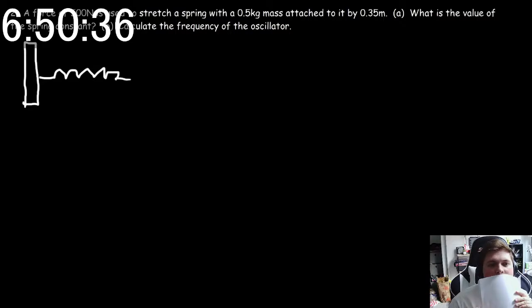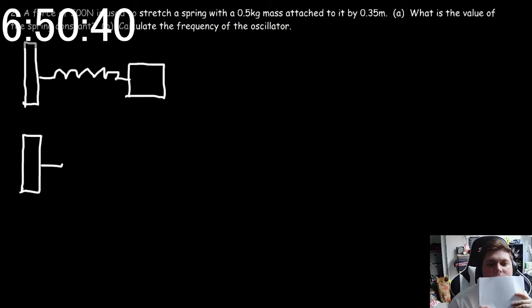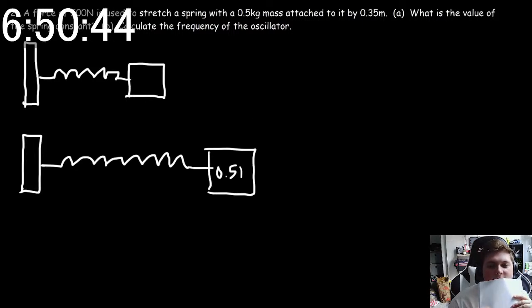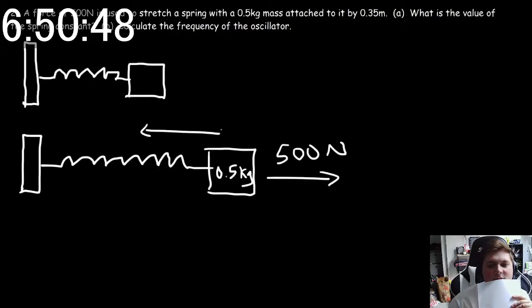Number 2. A force of 500 newtons is used to stretch a spring with a 0.5 kilogram mass attached to it by 0.35 meters. What is the value of the spring constant? And calculate the frequency of the oscillator. So let's say this is a wall, and we have a spring attached to it. And there's a mass. Now we're going to stretch the spring using force. This is a 0.5 kilogram mass. And at this point, we're applying a force of 500 newtons to stretch it by 0.35 meters.